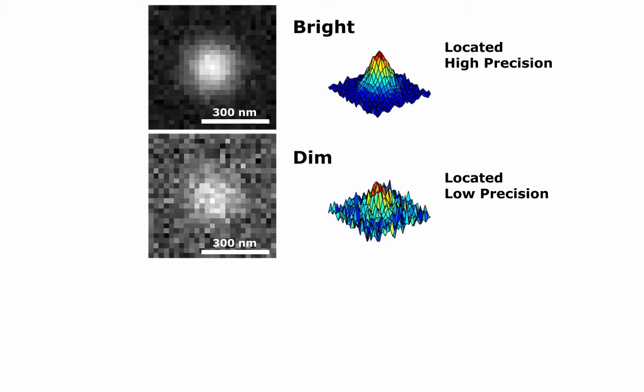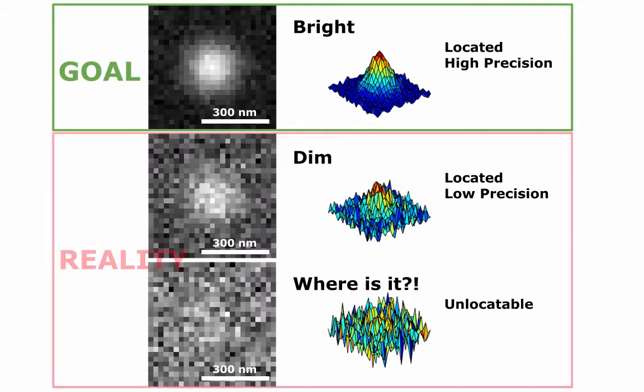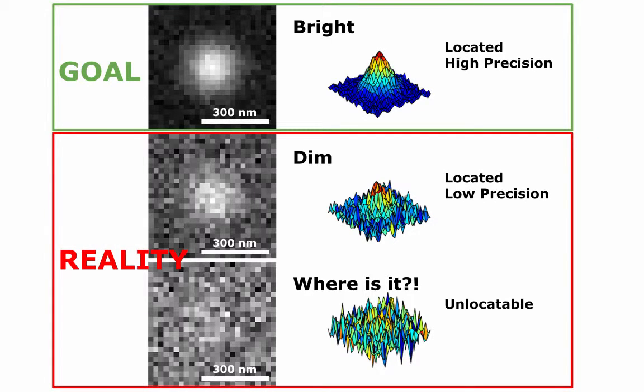But if instead we have a molecule that is dim, it is much more difficult to locate, and even if you can, you won't do so with very high precision, and consequently have poor resolution. And in the limiting case where the molecule is very dim, it is almost impossible to locate, and you won't be able to image anything at all. So in order to have the best resolution, we want to have bright molecules. However, the reality is that in many experiments, we are always stuck with these dimmer molecules.